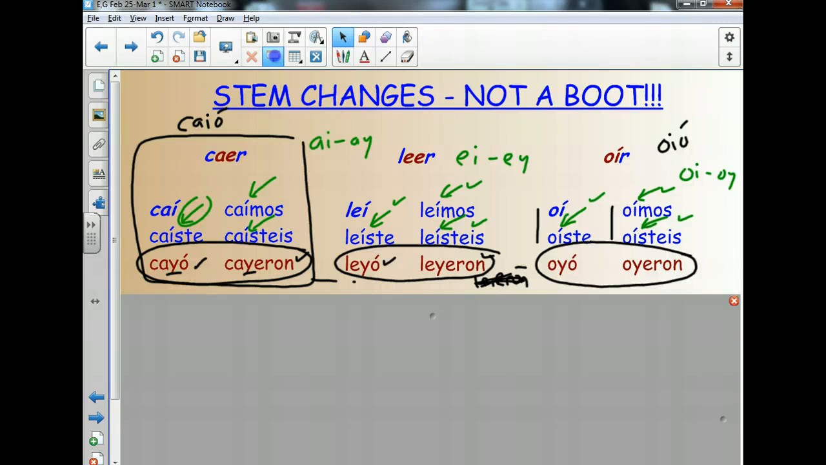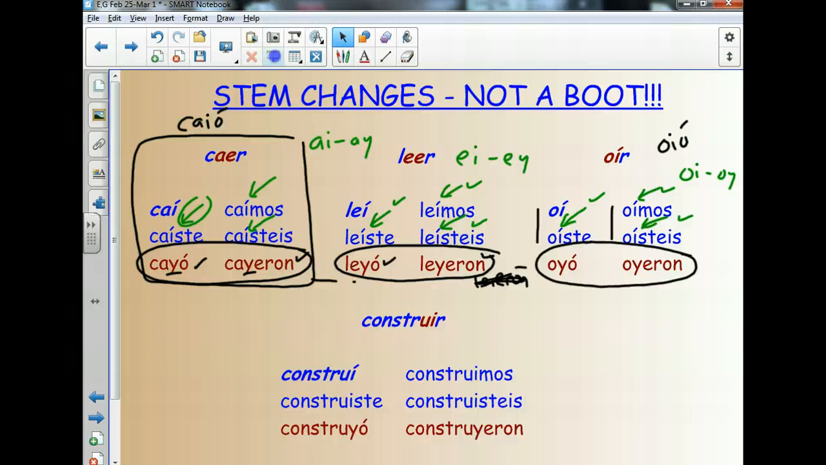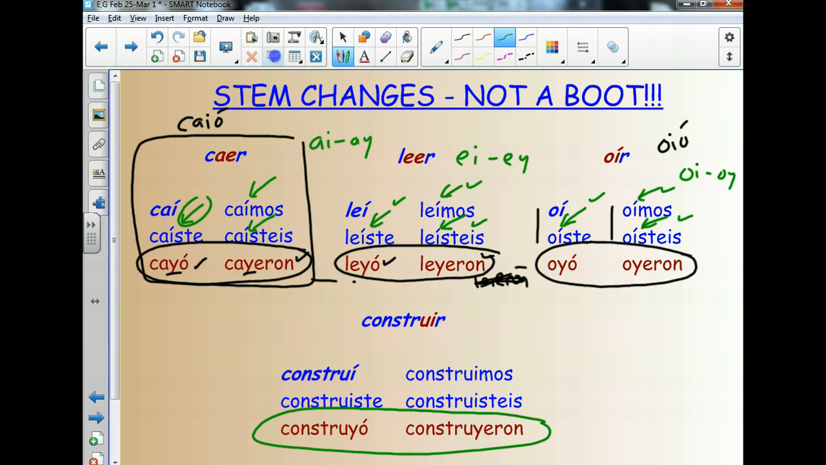All right, the final vowel combination is the UI. Now the UI, you can see that we have a Y in here as well. That's what's similar to them. In between these AEs, EEs, and OIs and UIs, we're going to have a Y in the third person singular and plural. But look, no accent here, no accent here and no accent here. It doesn't happen with the UI because the UI, these are two strong vowels.